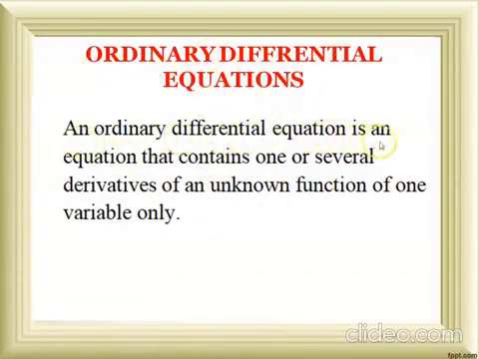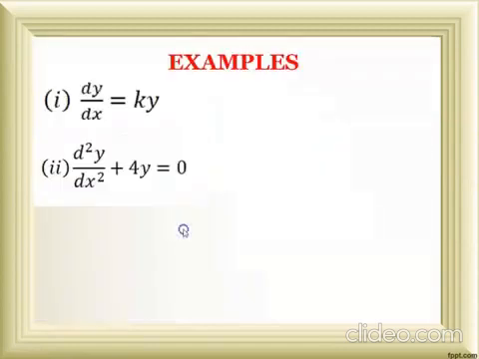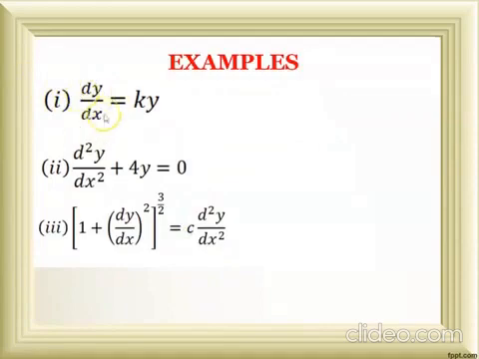An ordinary differential equation is an equation that contains one or several derivatives of an unknown function of one variable. So we may have more than one derivative term in a particular equation, but all the derivatives are with respect to one and only one variable. Examples are here. Here there is only one derivative, but with respect to x alone. Here also only one derivative, with respect to x. Here we have two derivatives, both with respect to the common variable x. Therefore these are all examples of ordinary differential equations.